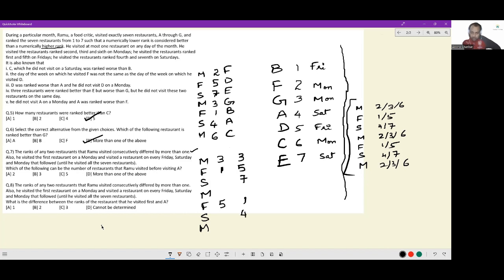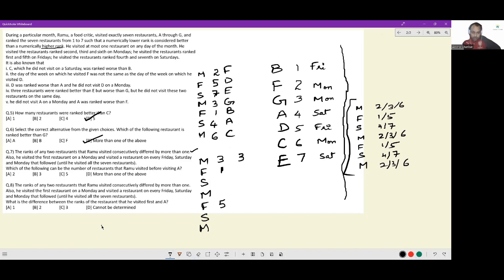Okay. Now, look at this spot. The two available options are 2 or 6. If 6 comes, 7, 6 would become consecutive. If 2 comes, 1, 2 would become consecutive, which makes this case untenable or unacceptable. So I'm getting rid of it.